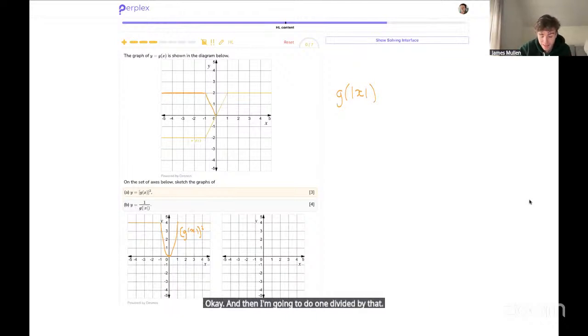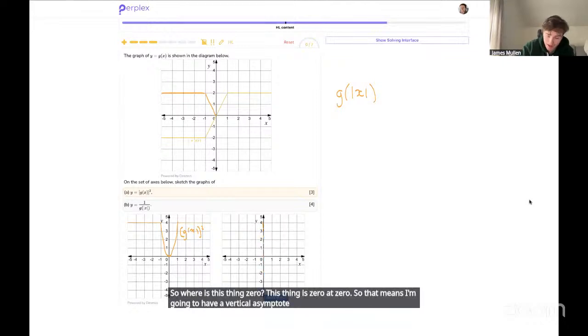Okay? So where is this thing 0? This thing is 0 at 0. So that means I'm going to have a vertical asymptote at x equals 0. And it's positive everywhere else.